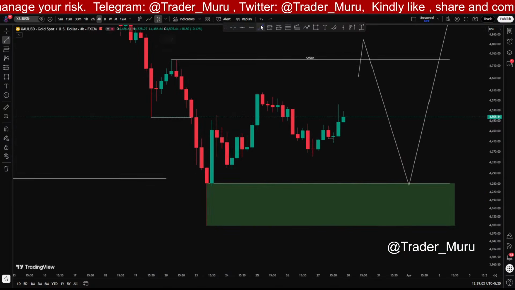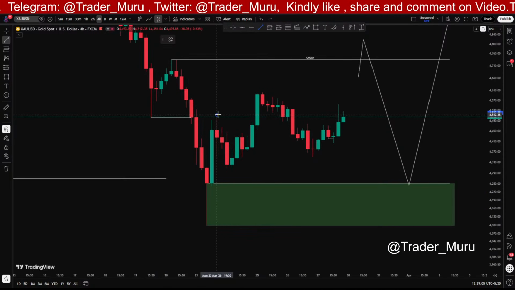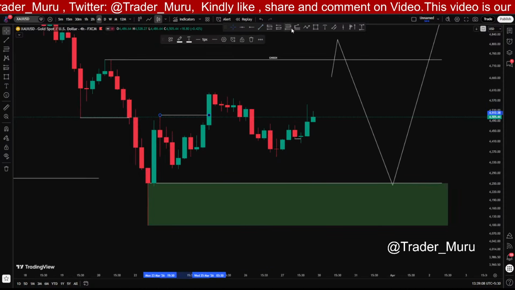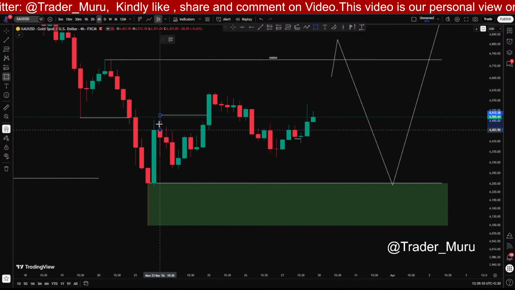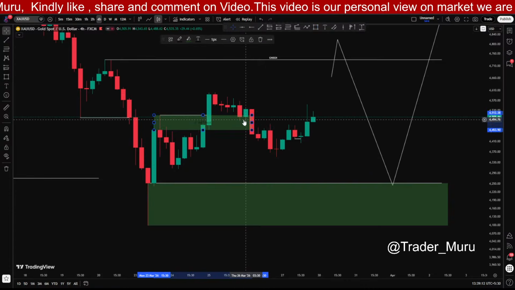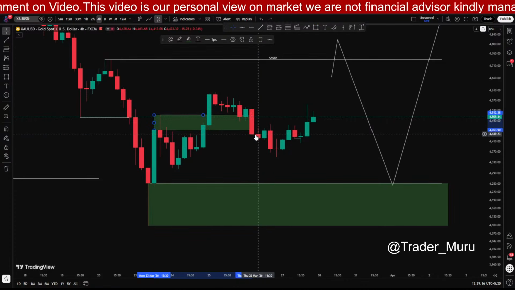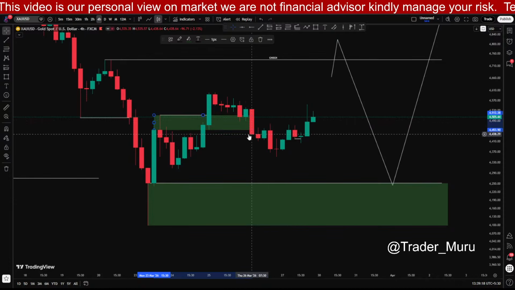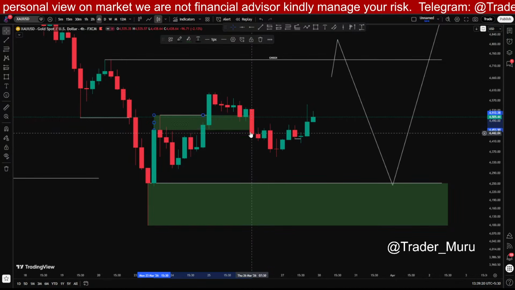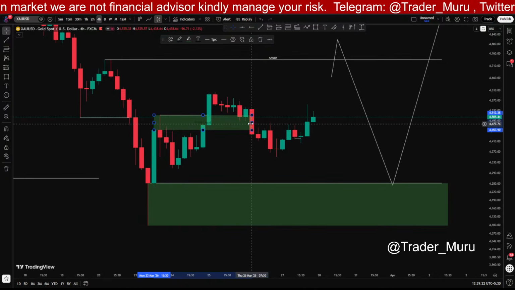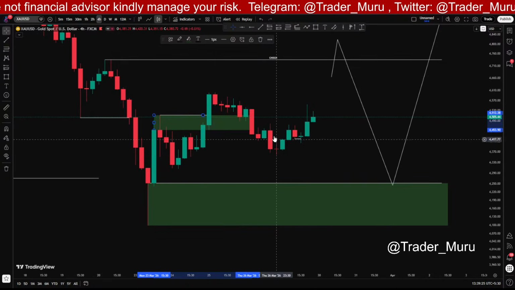Before that, in internal structure, what is happening? We have a last breakout here. So this was our first POI for a buy entry. Price tried to hold it, pumped, but when a candle closed below, I told you guys to wait for price to build another bullish structure in 1-hour time frame. Until then, we were bearish.